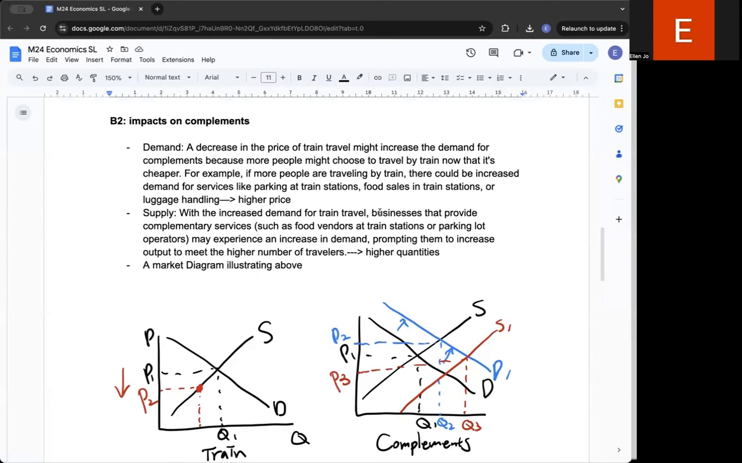And from the supply side, with the increased demand for train travel, businesses that provide complementary services may experience an increase in demand, prompting them to increase output to meet the higher number of travelers. Therefore, quantity available would be higher. So you can also illustrate the situation with the diagram. Demand increases, supply increases.